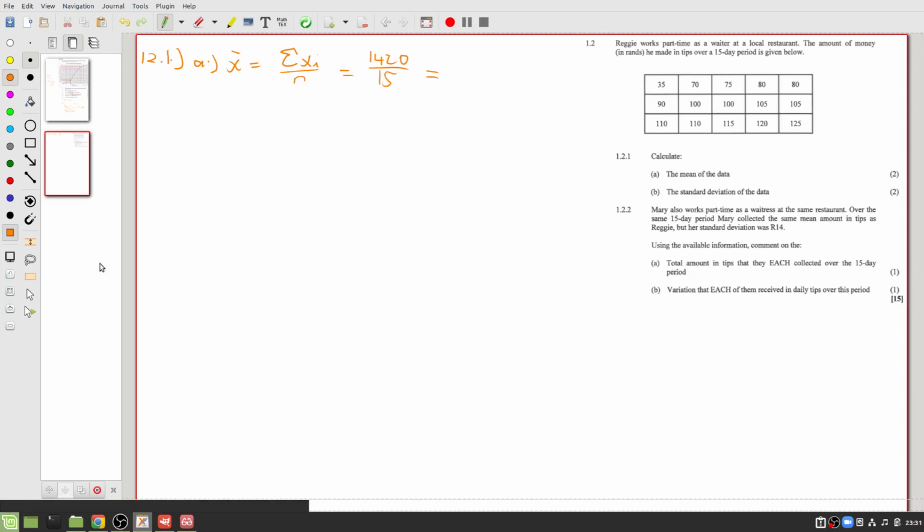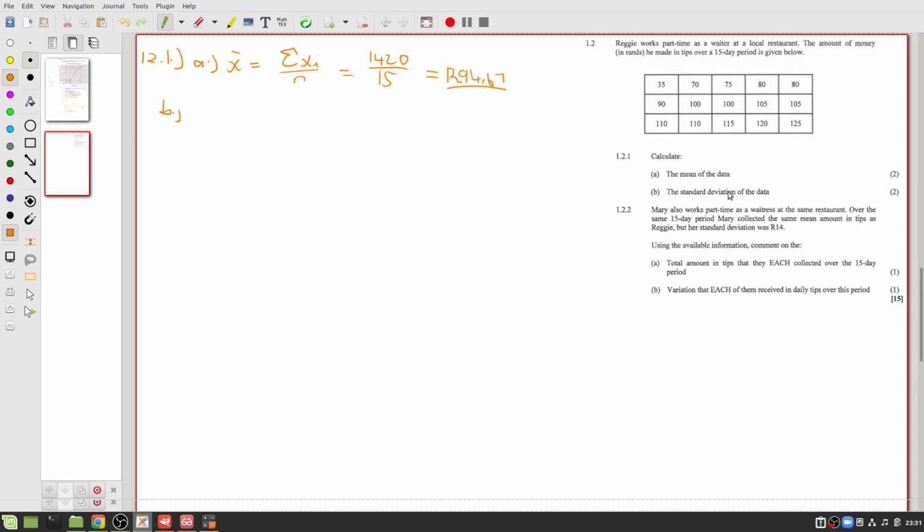Let me open my calculator. So 1420 divided by 15 gives us 94.67. We have to round off to 2 decimal places because it's money, right? So 94.67. And what are the units? The units are in rands. All right. Now, that was question A. Pretty straightforward. We all know how to calculate an average.